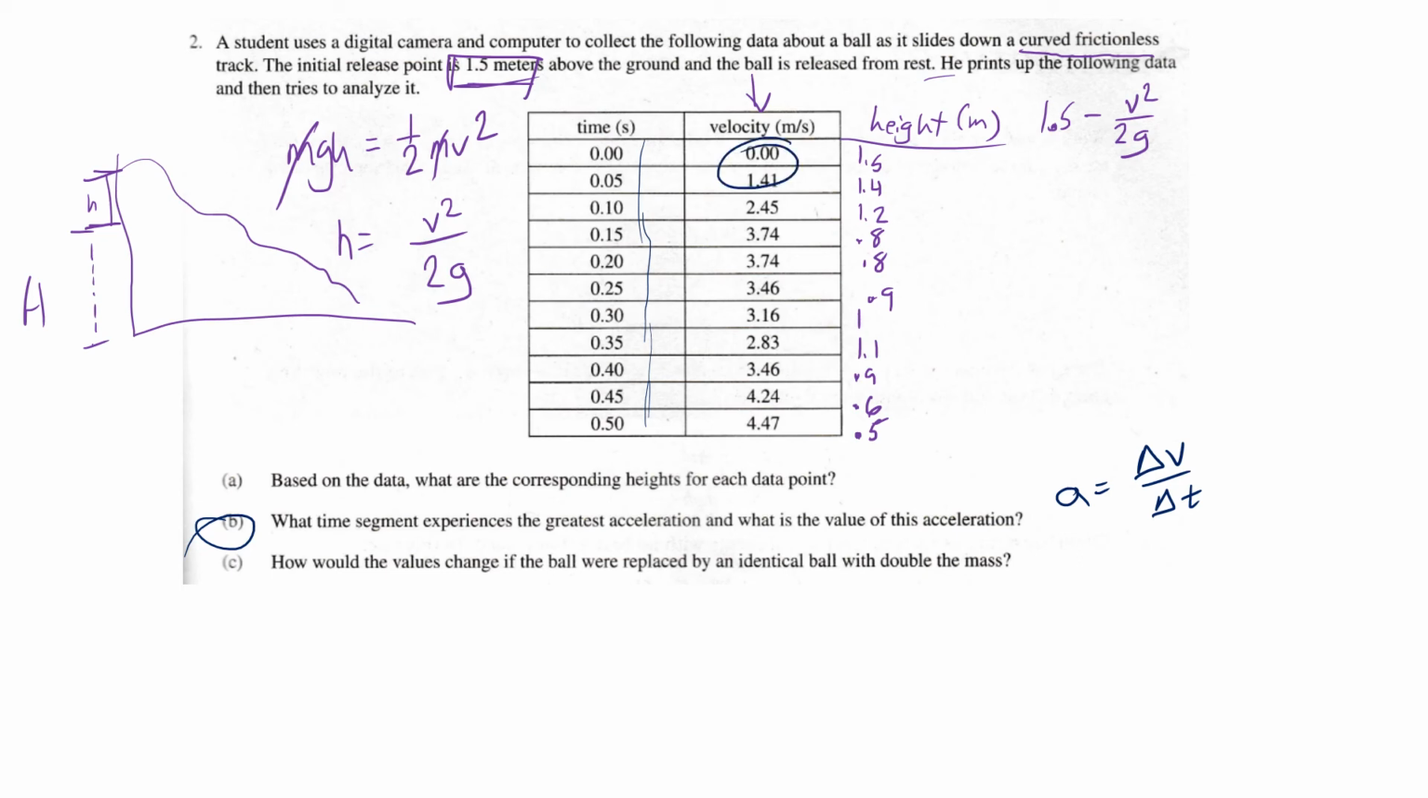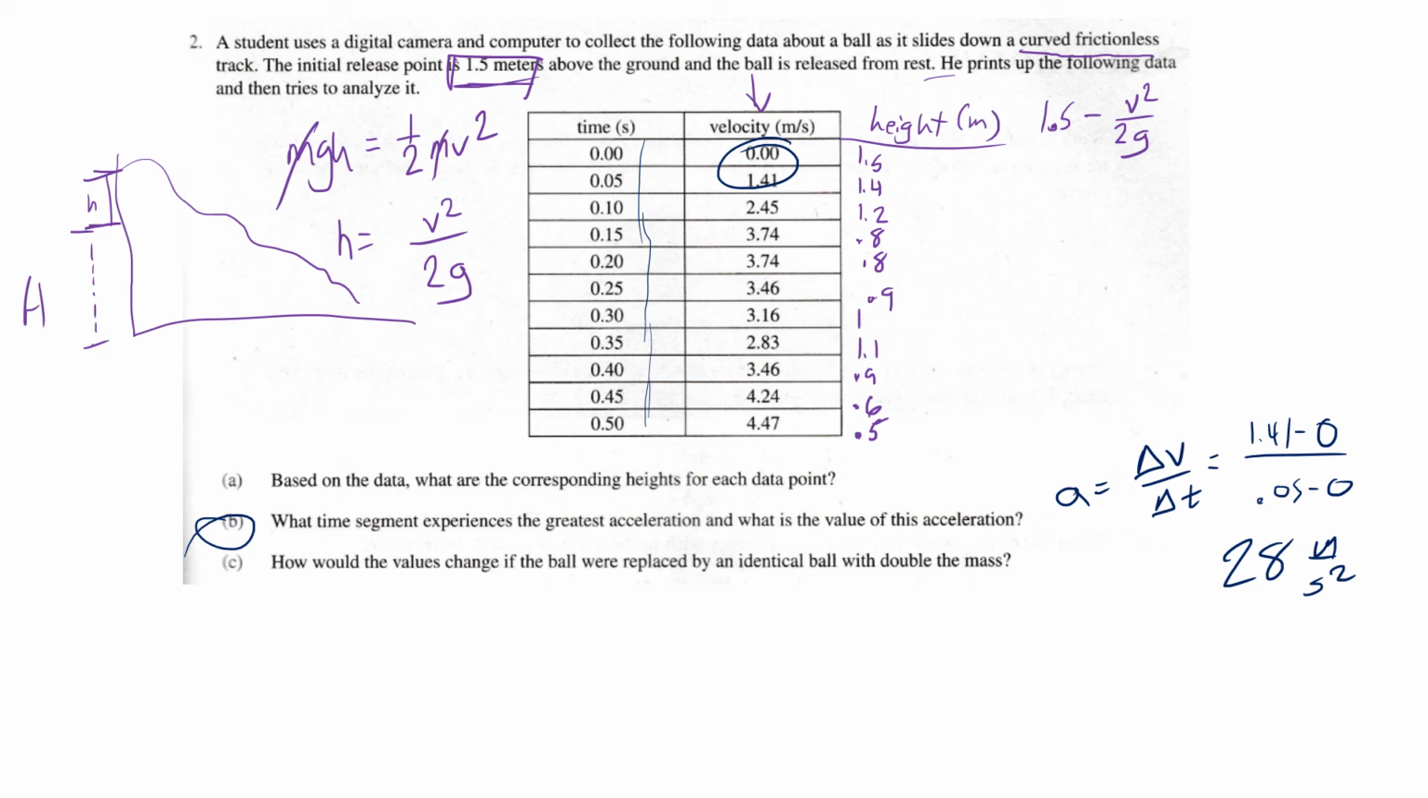So you just got to figure out the slope, basically. So we're going to have 1.41 minus 0 over 0.05 minus 0. And you're going to get 28 meters per second squared. Nice. How about that gravity?